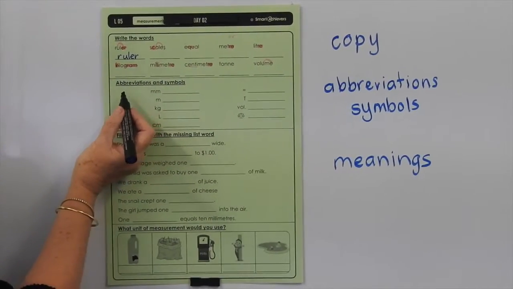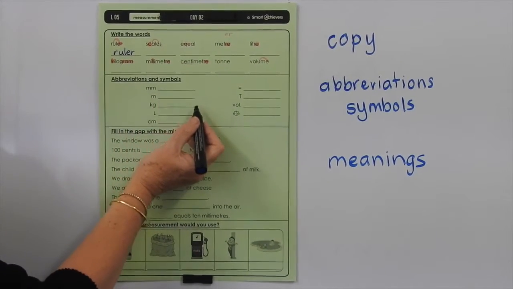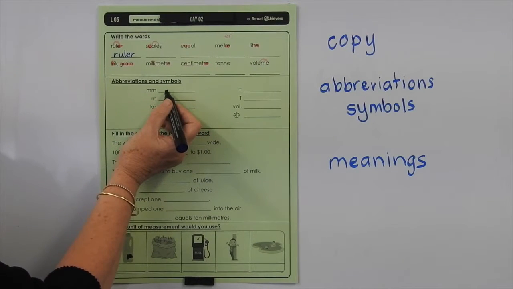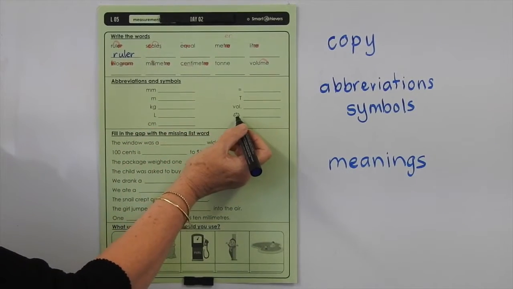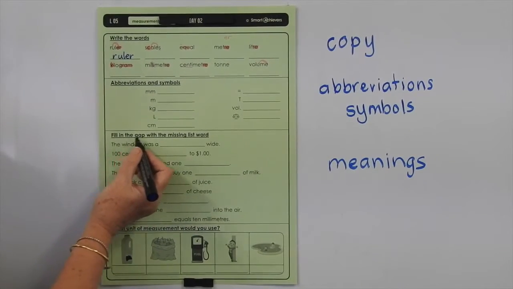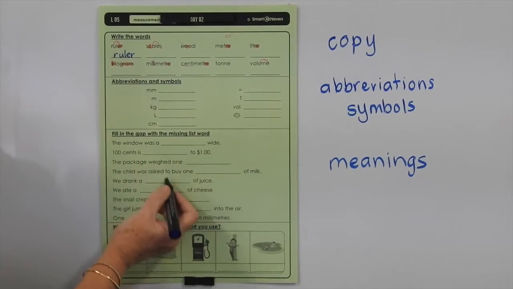Now, in this next section, we've got abbreviations and symbols. Just work within your group and work out what would be the words that go next to these words up here that best suit the abbreviation or the symbol that we've given you. I think they're quite obvious, really. Fill in the gap with the missing list word. Once again, you're using those words to fill these in.